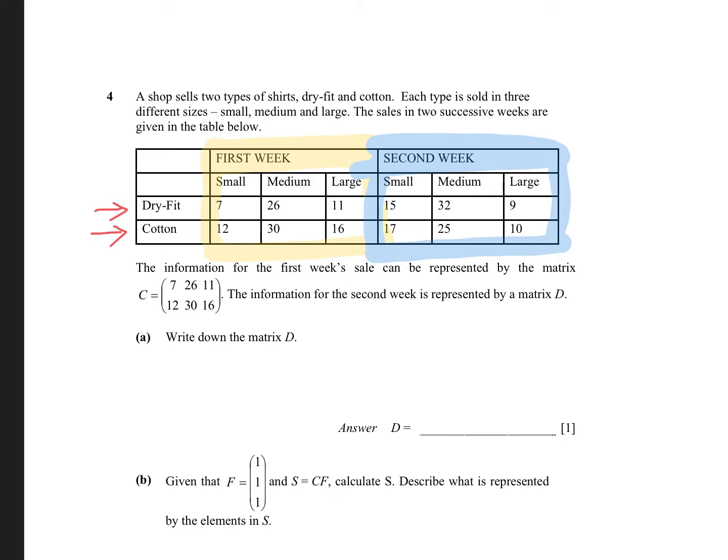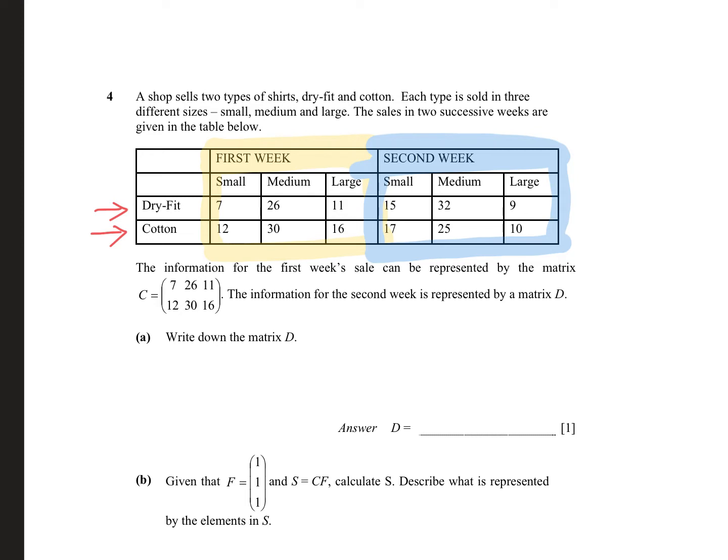And the information for the first week's sale can be represented by the matrix C equals to, and then you can take a look over there, right? And you can see really it looks very similar to how the data is represented here, right? 7, 26, 11, 12, 30, 16.